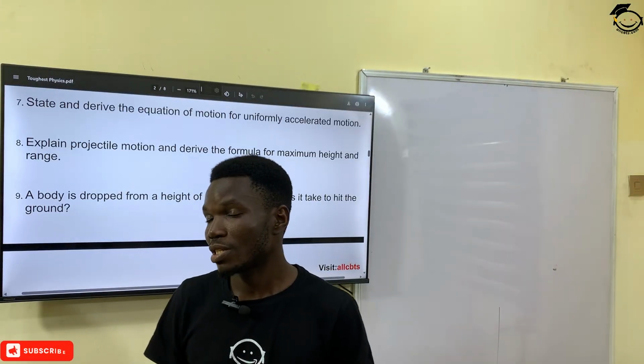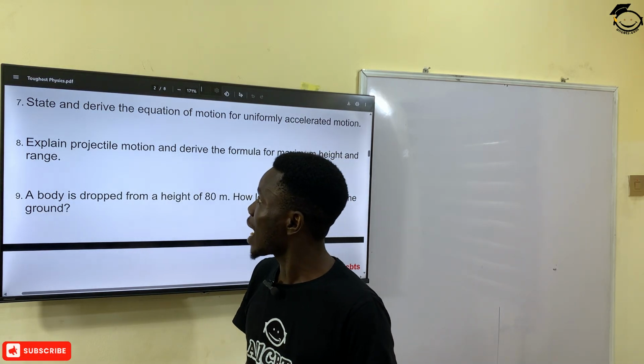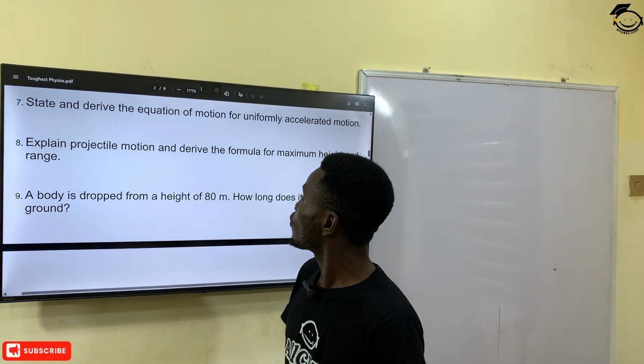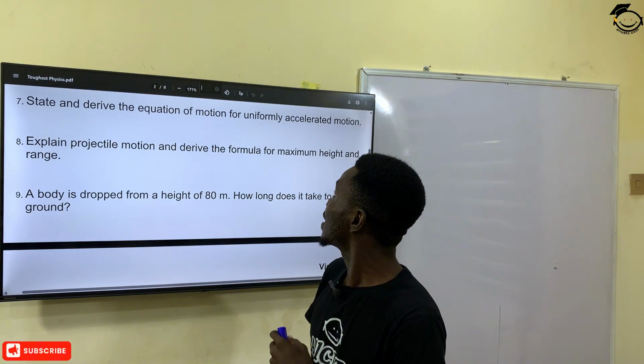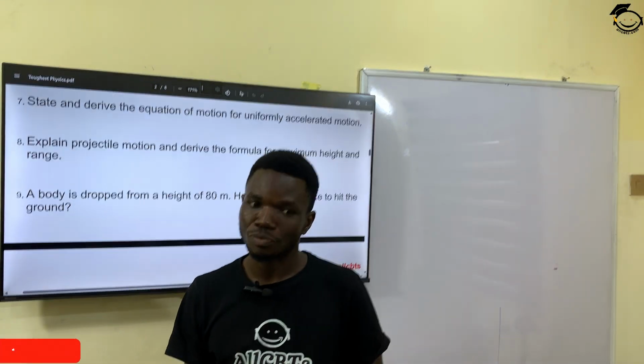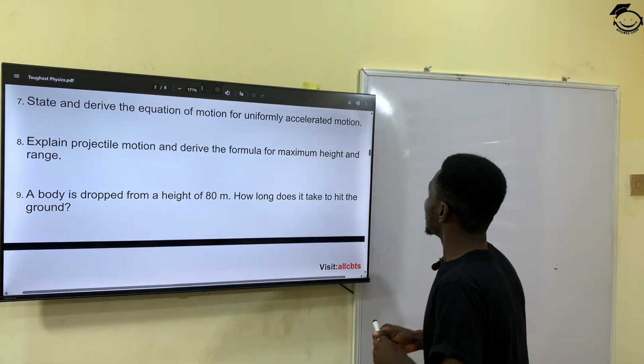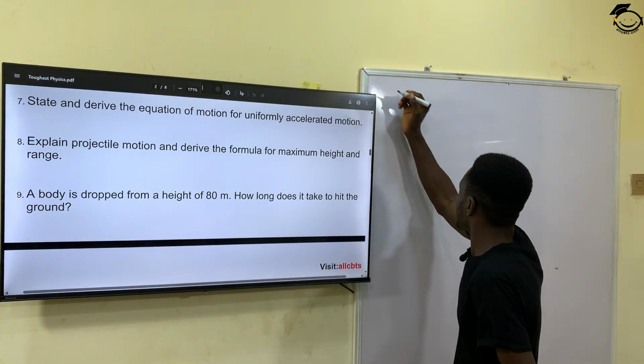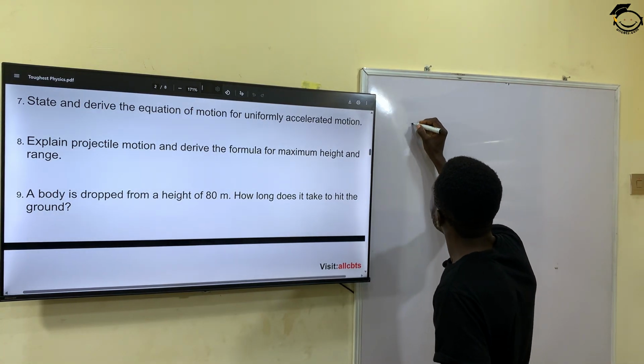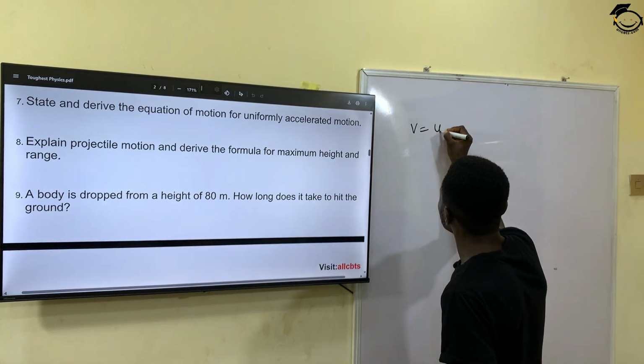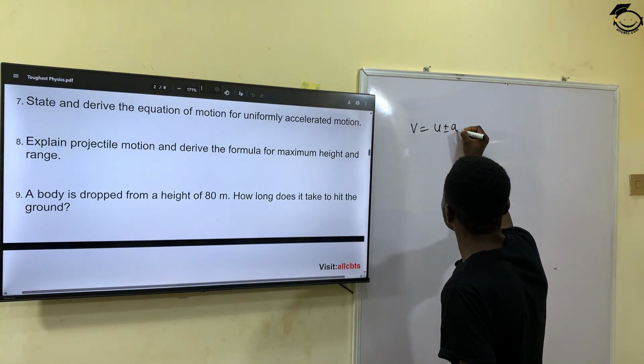That is also question number 7, which says state and derive the equations of motion for uniformly accelerated motion. The equations of motion state thus: the first equation of motion says that v is equal to u plus or minus at.